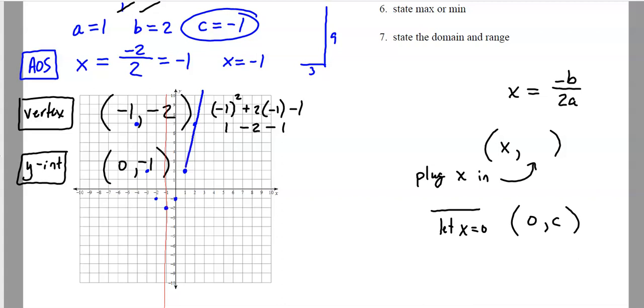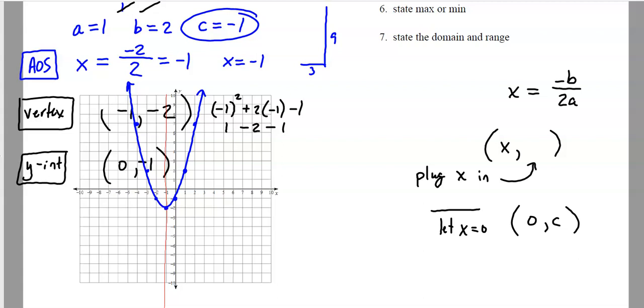And we should have a nice little sketch of what's going on. Sorry, that's kind of on top of itself, but just made it a little bit easier. So I have the axis of symmetry, I have the vertex, I have the y-intercept. What we need left is we have to state the max or the min.